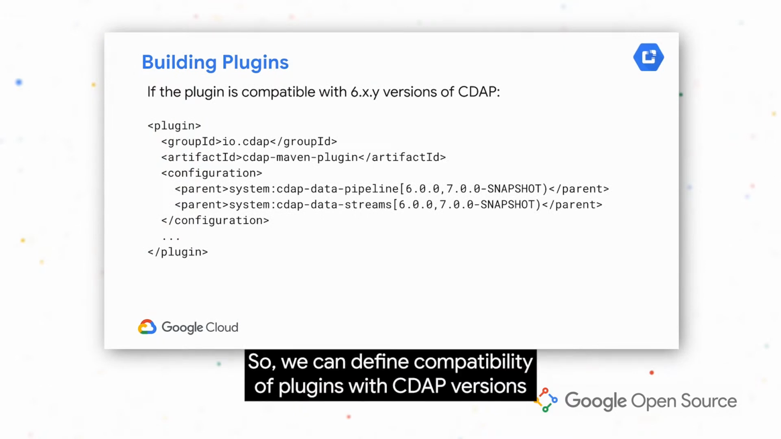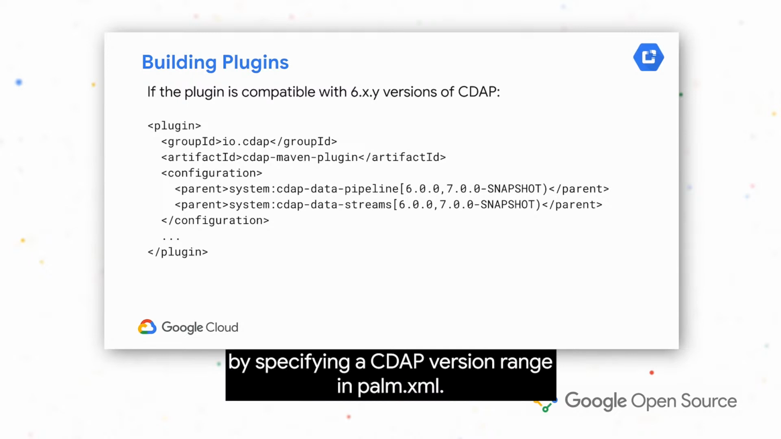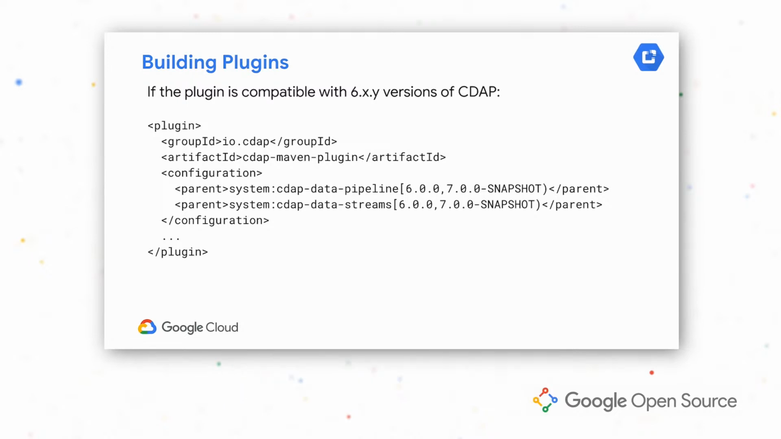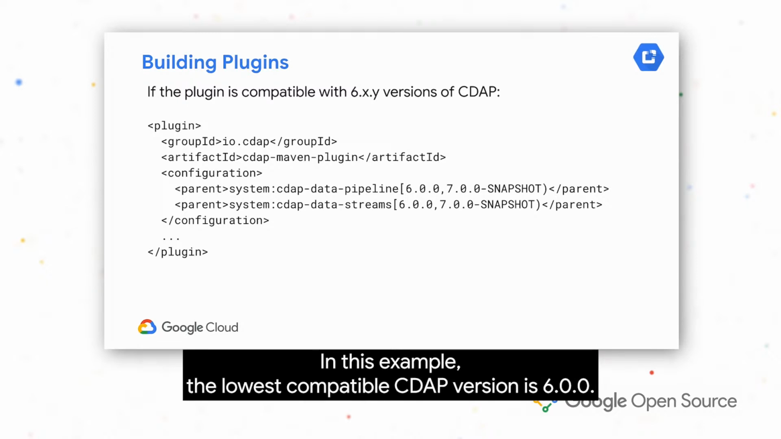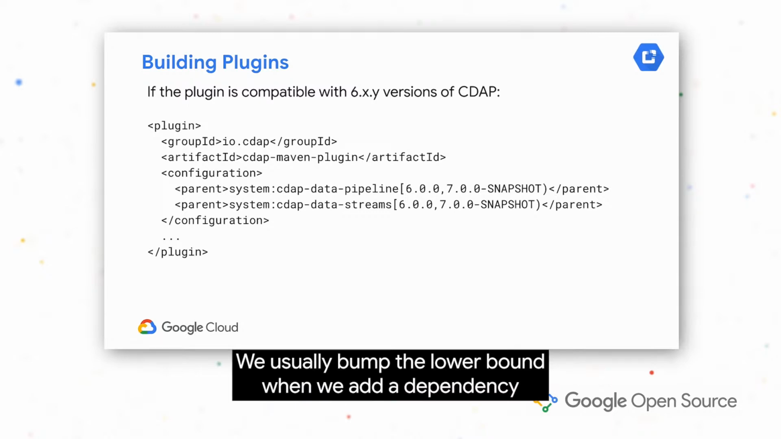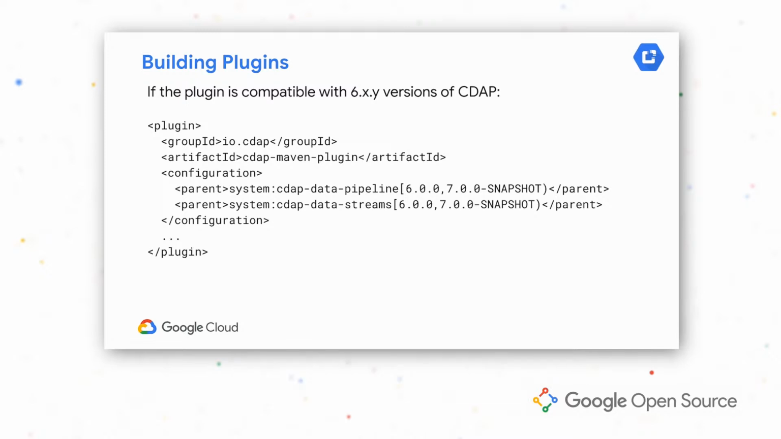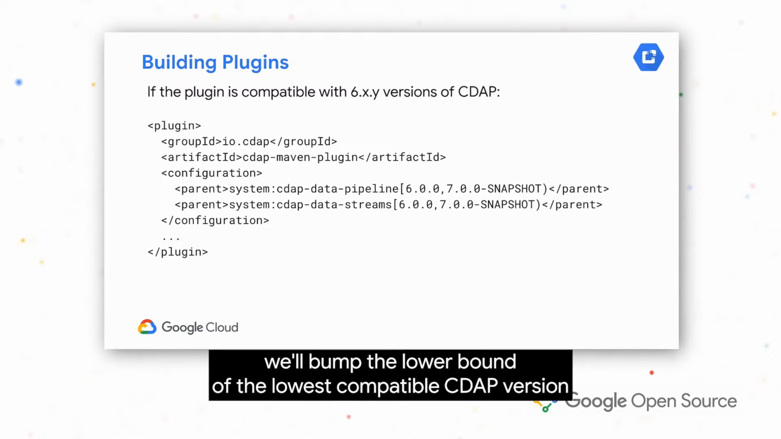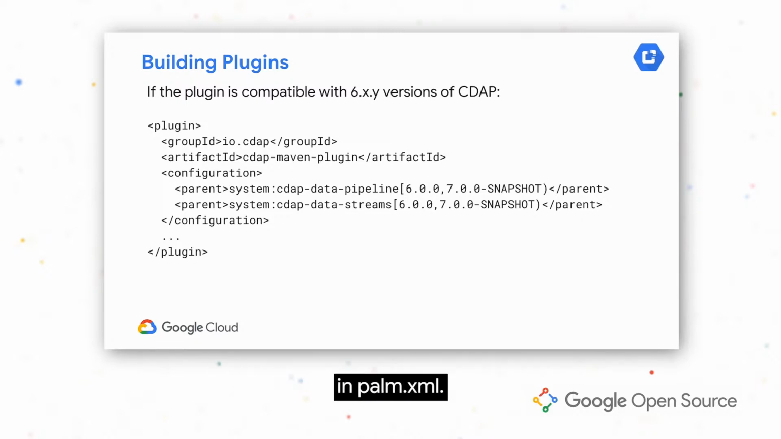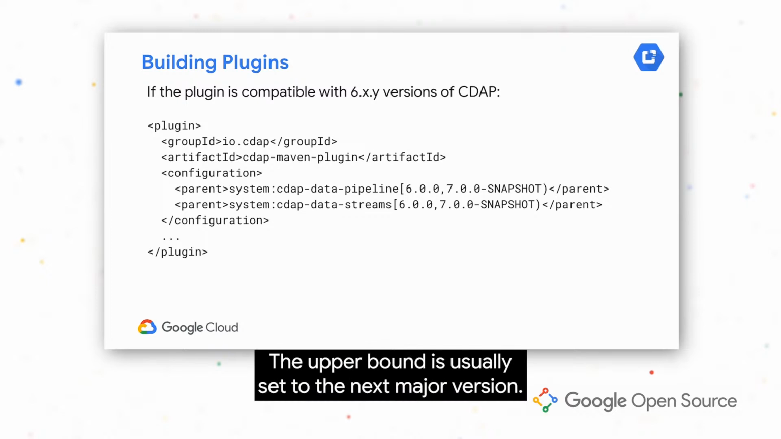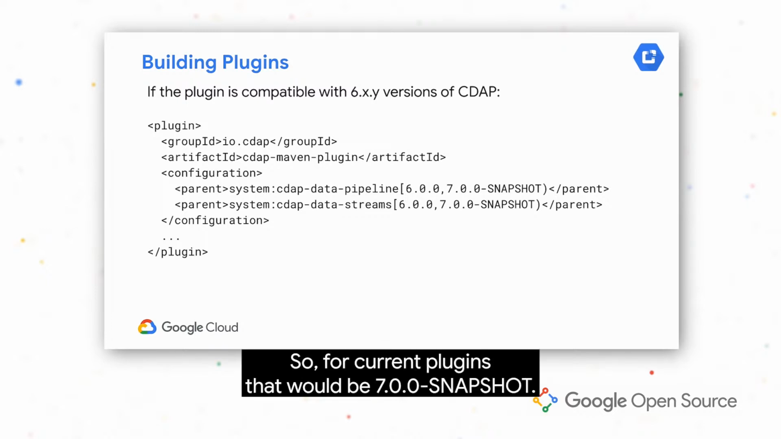We can define compatibility of plugins with CDAP versions by specifying a CDAP version range in pom.xml. In this example, the lowest compatible CDAP version is 6.0.0. We usually bump the lower bound when we add a dependency on a CDAP API that's present in a newer version of CDAP. In that case, we'd bump the lower bound of the lowest compatible CDAP version in pom.xml. The upper bound is usually set to the next major version. So for current plugins, that would be 7.0.0-SNAPSHOT.